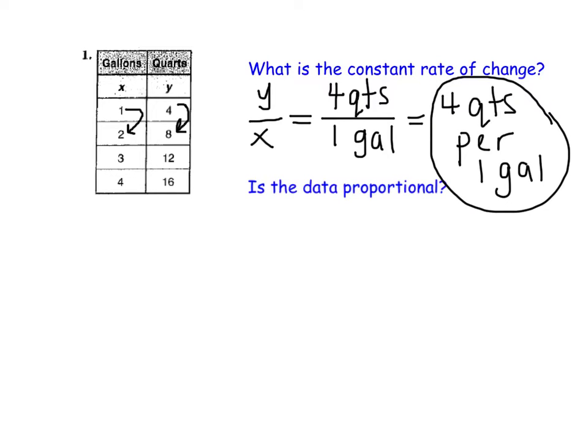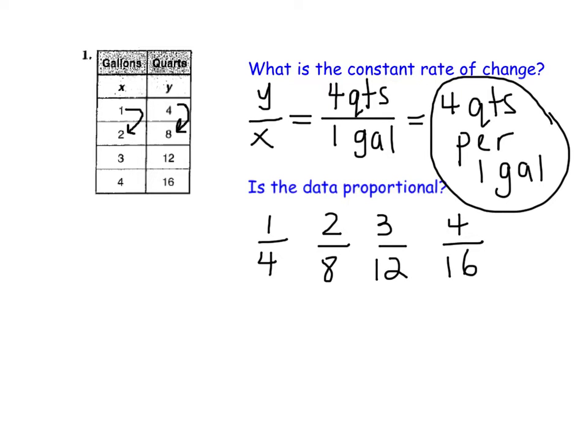The second part of our question is asking whether the data is proportional. In order to take a look to see if the data is proportional, we want to look at each row and see what the rates are. So for our first row, we have 1 gallon is 4 quarts. Then we have 2 gallons, goes with 8 quarts. 3 gallons with 12 quarts, and 4 gallons with 16 quarts.